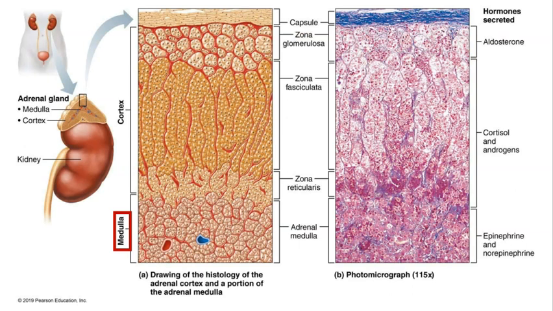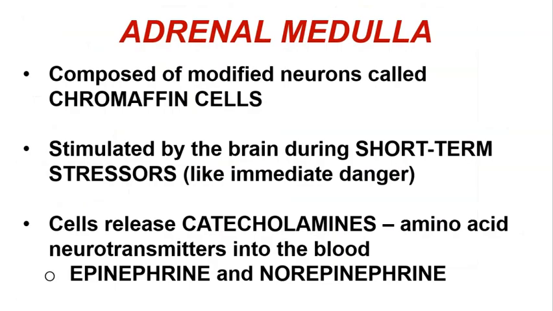So having completed our review of the adrenal cortex, we can now examine the adrenal medulla. The cells of the adrenal medulla are actually modified neurons that belong to the sympathetic division of the autonomic nervous system. The adrenal medulla, as mentioned in the previous slide, is composed of modified neurons called chromaffin cells that lie in close proximity to capillary beds.